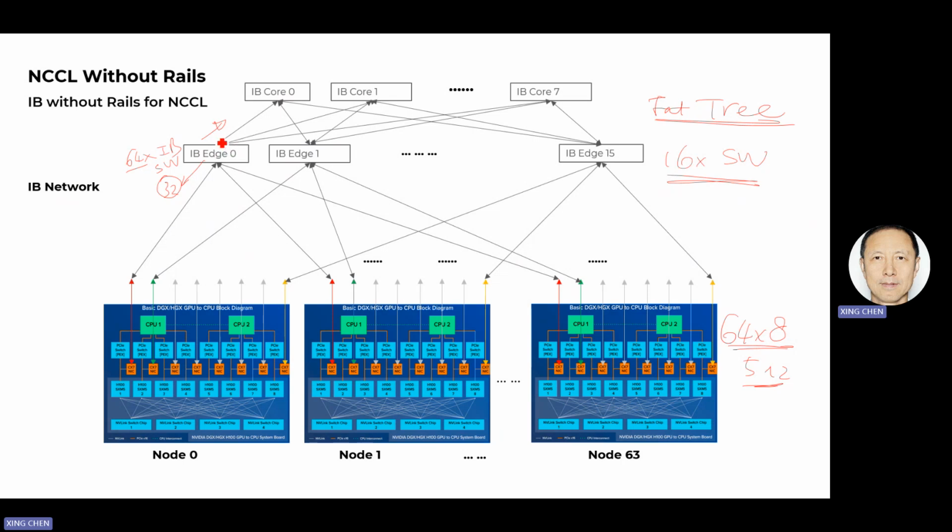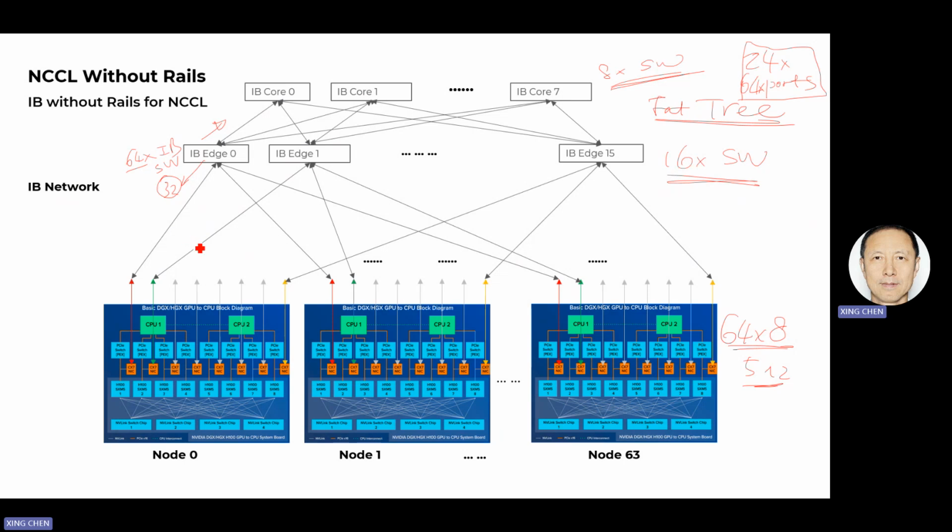If you want to build this fabric, you need to have the core layer of switches. To have this fabric network, you need another 8 switches. That's 8 core switches. So you will end up using 24 InfiniBand switches, each switch with 64 ports, to build this fabric for the NICO traffic.